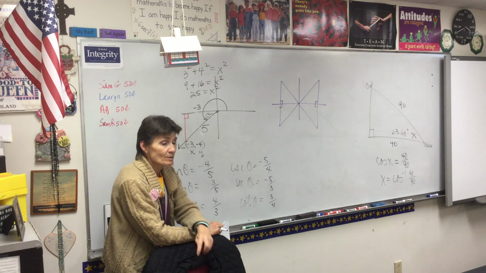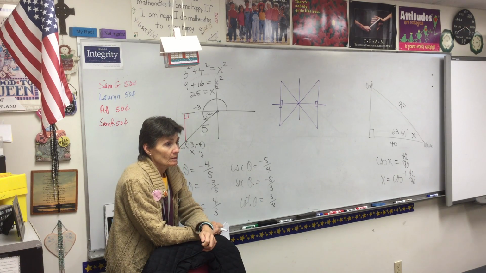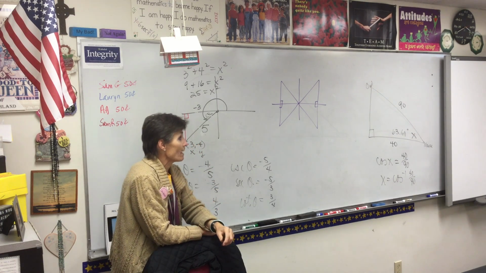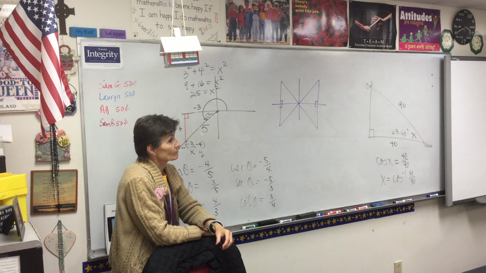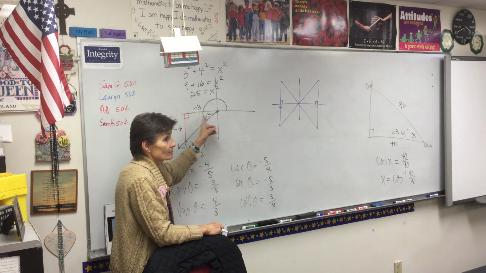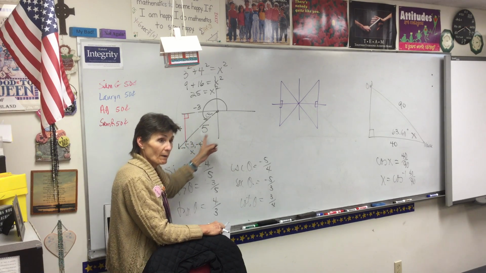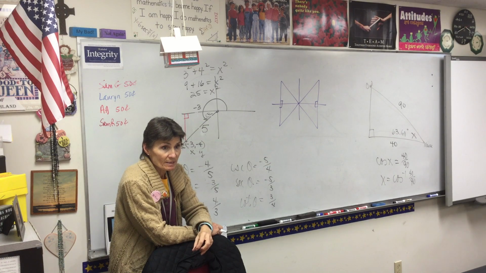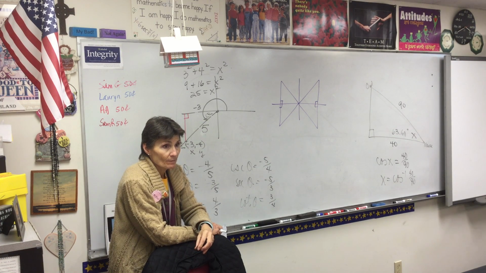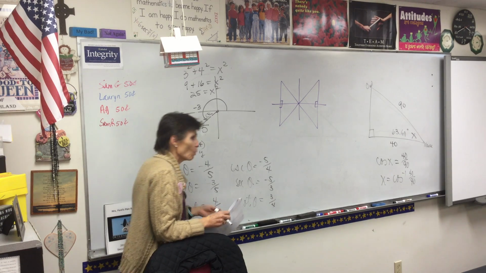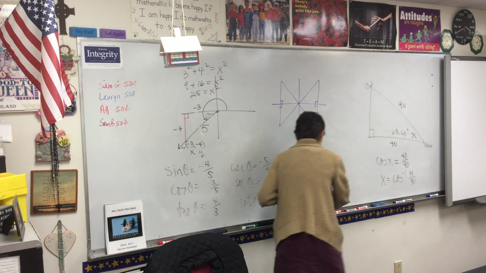The hypotenuse of the triangle, the radius of the circle, will never be negative. X can be negative, Y can be negative, but R or hypotenuse will always be positive. Always. R is positive. Okay? So that really wasn't that bad. Let's try the next one.